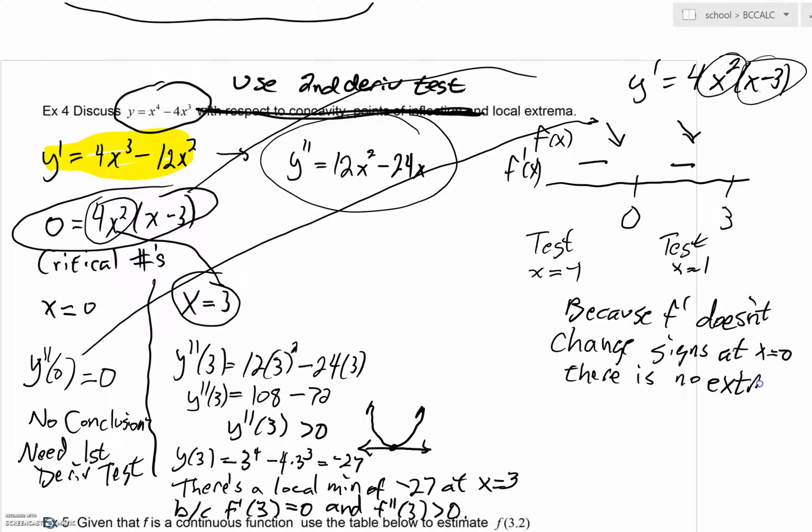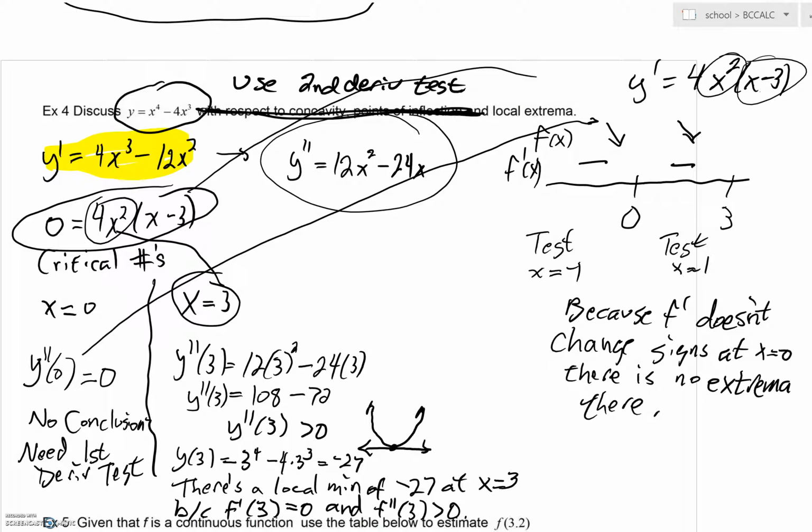So be aware that's going to happen a lot also, where you won't have a max or a min at a certain x value. Just because you have a critical number, that's no guarantee that that's going to be occurring.